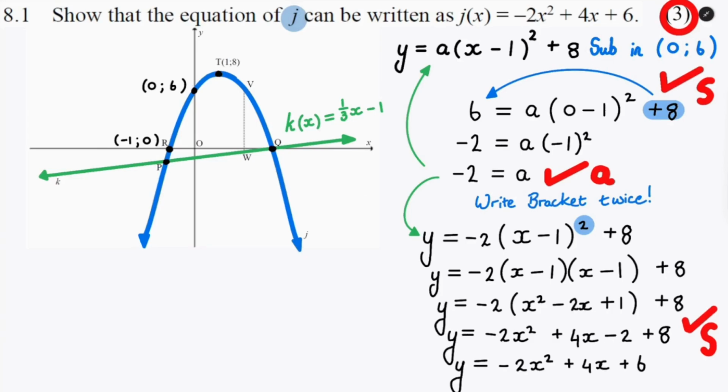And the marking guidelines only award 3 marks over here. 1 for your substitution of both the turning point and this coordinate. 2nd for your value of a. And 3rd for your correct simplification.